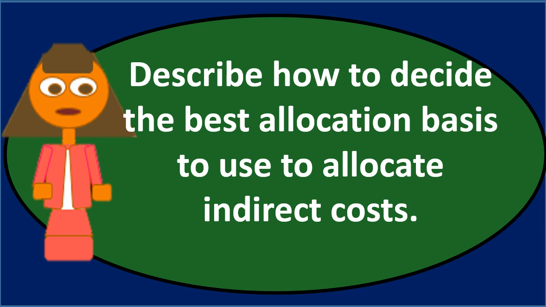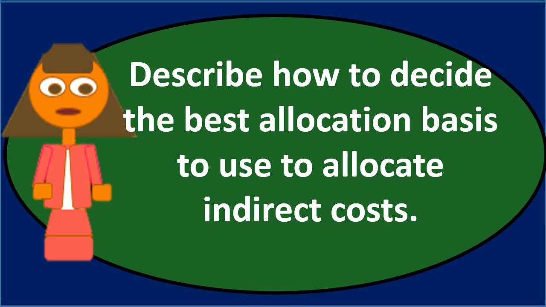Describe how to decide the best allocation basis to use to allocate indirect costs. So the first thing we might want to do here is take a step back once again and say, well, indirect costs, that sounds like a managerial accounting term as opposed to a financial accounting term, which means that we're focused here on managerial or internal decision making as opposed to external investor decision making, which is the major goal of the compilation of the financial statements for financial accounting.